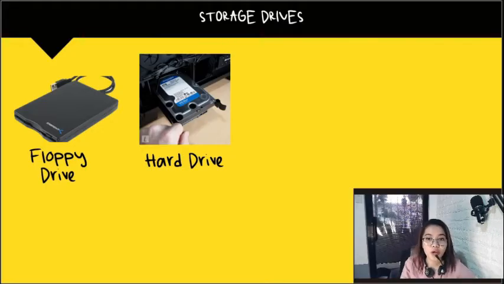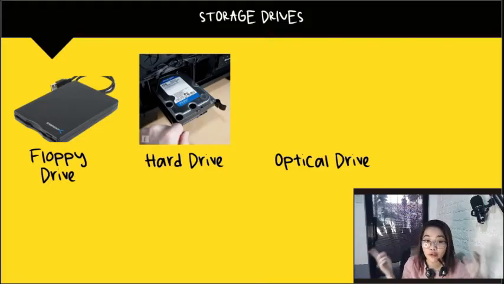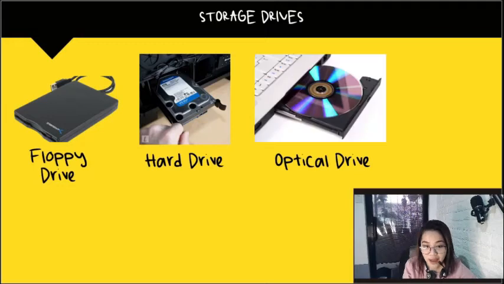Next one, we also have the optical drive, which I know you are very familiar with. An optical drive is a storage device that uses laser to read data on the optical media. There are three types of optical drives, which are the compact disc or CD. We also have the DVD or the digital versatile disc, and the Blu-ray, which we call also BD.